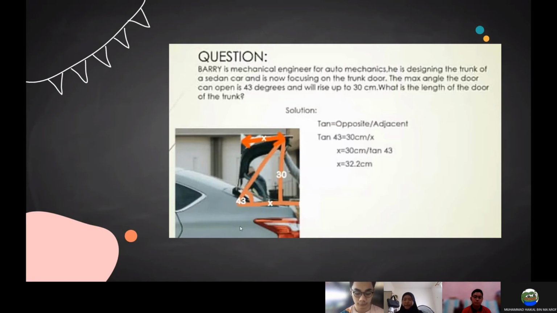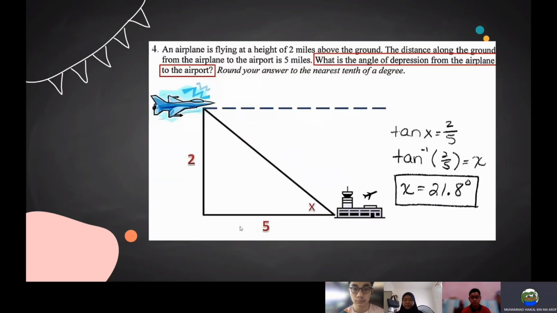Next question, which I also believe is linked to engineering. An airplane is flying at a height of 2 miles above the ground. The distance along the ground from the airplane to the airport is 5 miles. What is the angle of depression from the airplane to the airport?